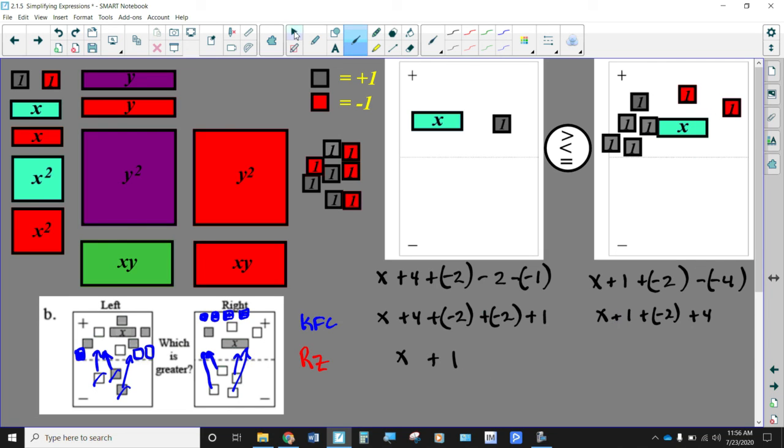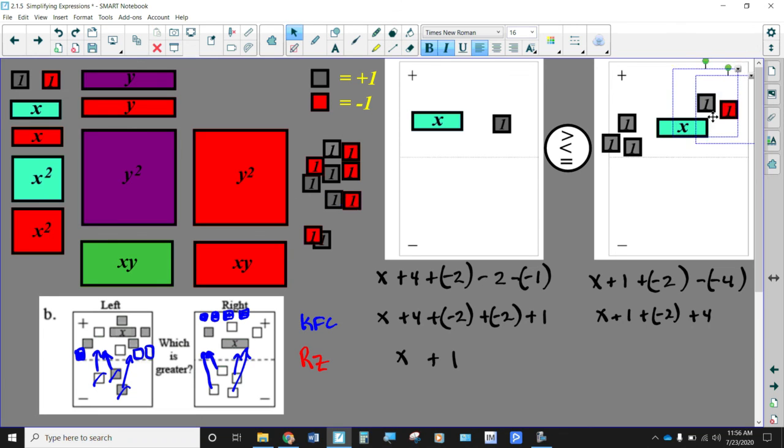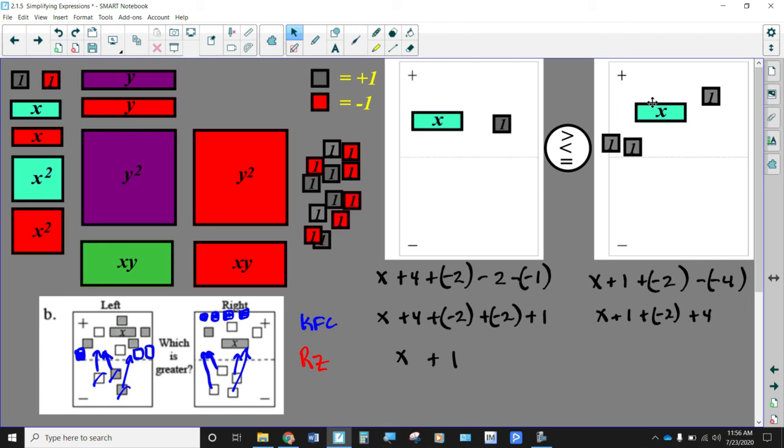What do we have on the right-hand side? We've got a 0 pair here. That's going to go away. And we've got a 0 pair here. That is going to go away. And so when all is said and done here, we've got X plus 3.